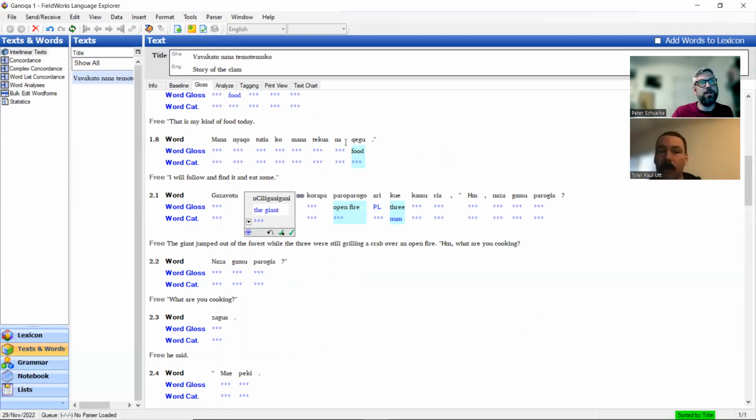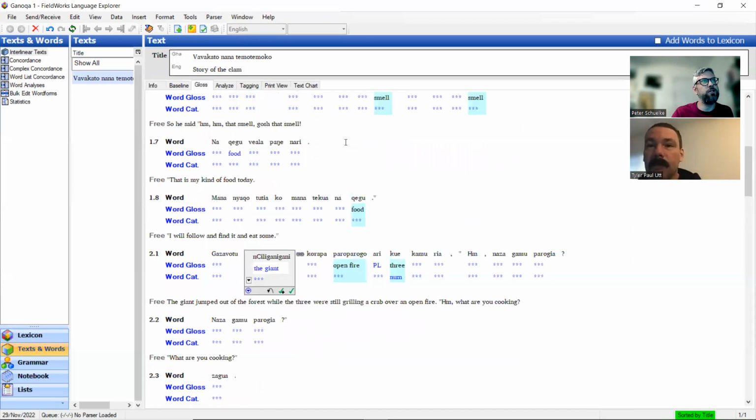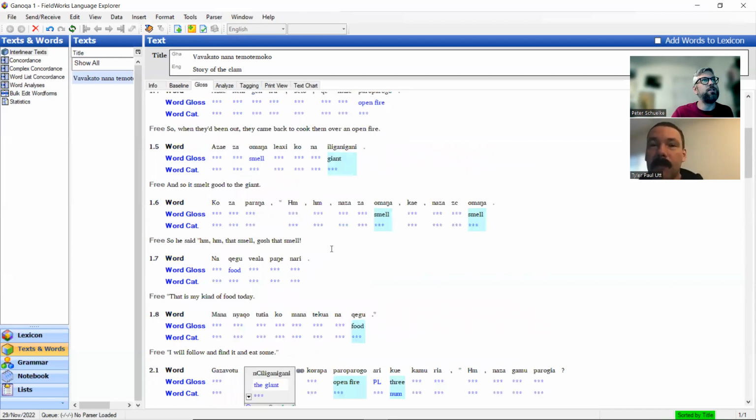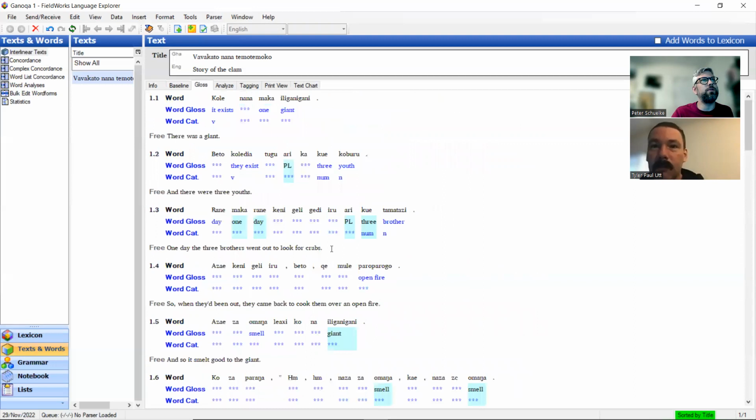So we've got Na there with Gengu too. So Na seems to be doing something. Right. There we have Nari. Right. There we have Naza. These are things we're going to want to look at and think about as we go through.